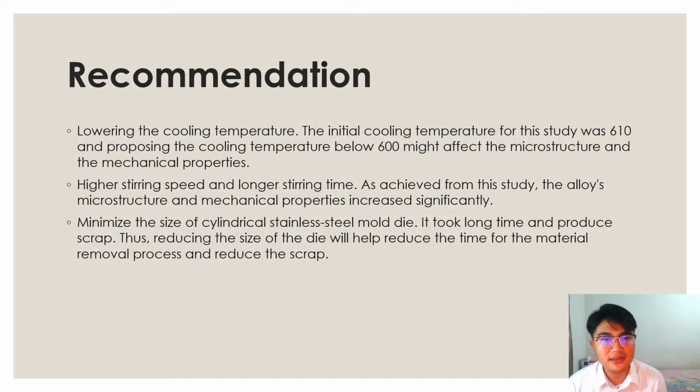So for recommendations, the first recommendation is to lower the cooling temperature a bit more. The initial cooling temperature for this study is 600 Celsius, and proposing a cooling temperature below 600 degrees Celsius might affect the microstructure and mechanical properties a bit more. From the results of tensile and hardness tests, with higher stirring speed and longer stirring time as achieved in this study, the alloy microstructure and mechanical properties increase significantly.